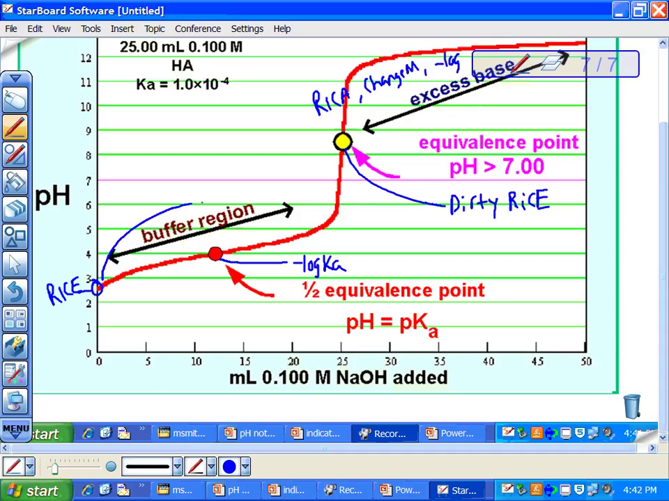All this region in here, before we get to the equivalence point, you're going to take a RICA, and you can do Henderson-Hasselbalch. And the reason you can is that's when buffering is going on. You've got the best buffering going on before the equivalence point. So you can use RICA and then Henderson-Hasselbalch. And that's pretty much the way a titration curve will look. Best buffering going on here.